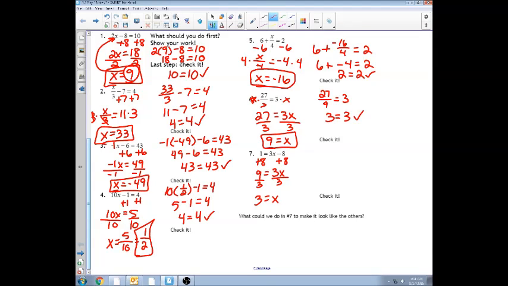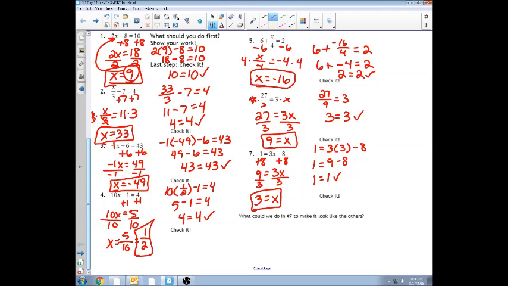You take the 3, put it back in for x. So 1 equals 3 times 3 minus 8. Order of operations says I would multiply first. So 1 equals 9 minus 8. 1 should equal 1 there. We're good with our check. And that is our answer.